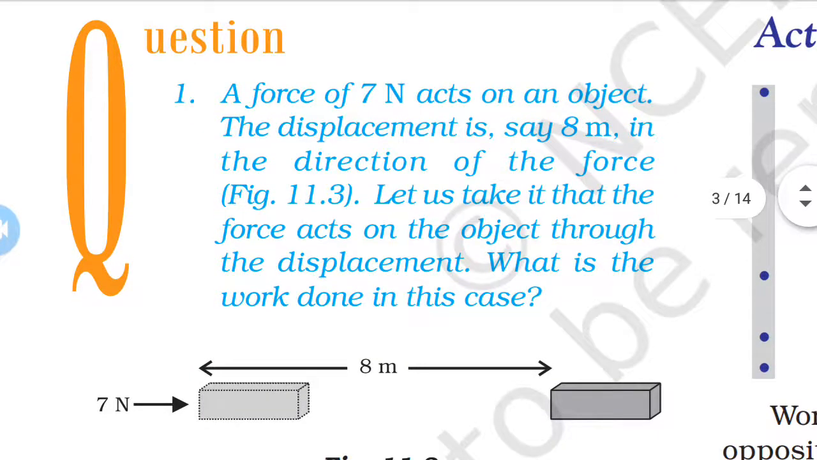That is an in-text question. Similarly, a force of 7 Newton acts on an object. The displacement is 8 meter in the direction of the force as shown in the figure. Let us take it that the force acts on the object through the displacement. What is the work done in this case? Previously we discussed that W is equal to the product of force multiplied by displacement. Here force is 7 Newton and displacement is 8 meter. So W is equal to 7 Newton multiplied by 8 meter. 7 eights are 56 Newton meter or 56 joule.